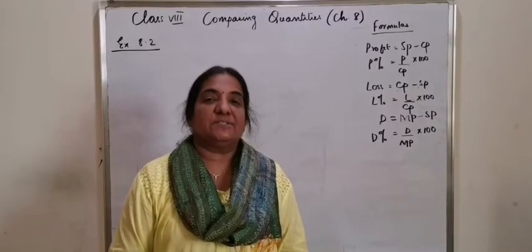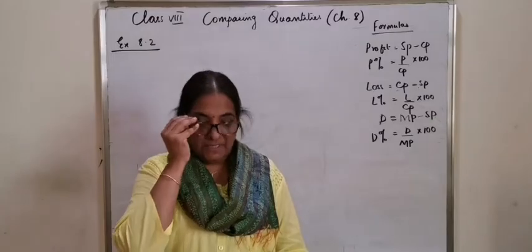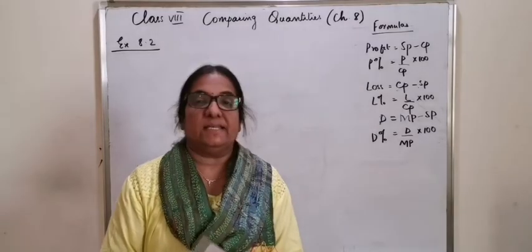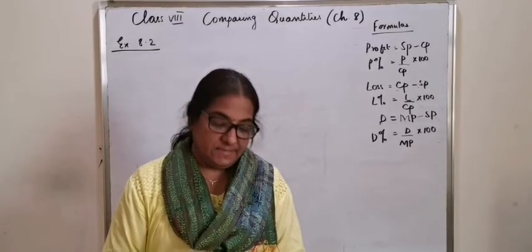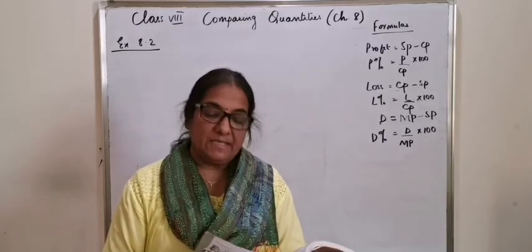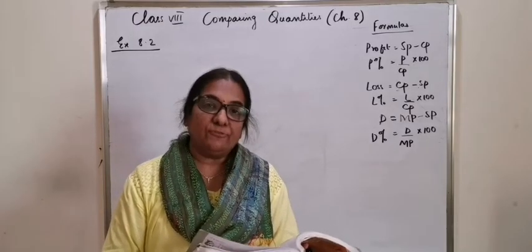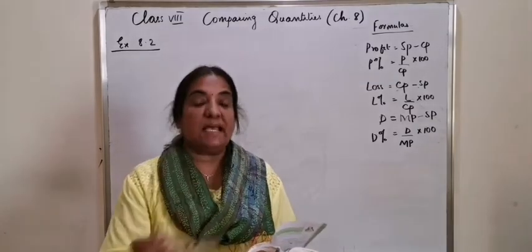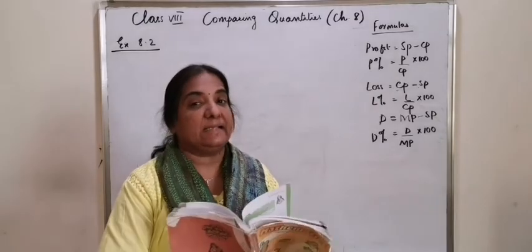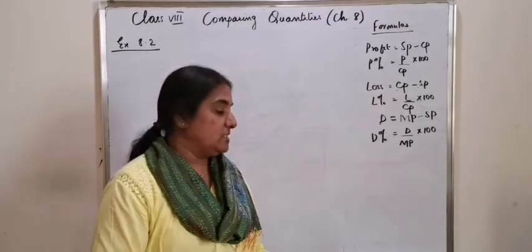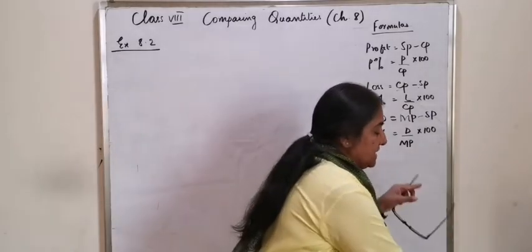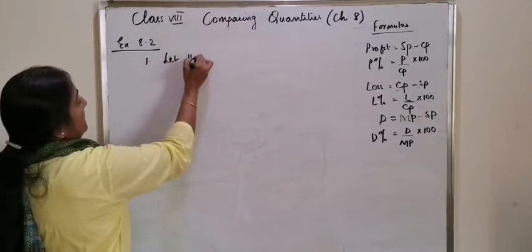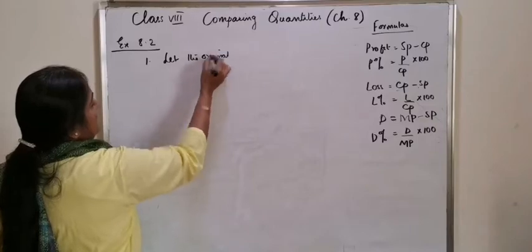Let's start with the exercise questions. Exercise 8.2, question number 1. A man got a 10% increase in his salary. Underline the word increase. If his new salary is rupees 1,54,000, find his original salary. Now, from the original salary he got an increase, and we are asked to find the original salary. So let's take the original salary as x. Question number 1, let the original salary be x.